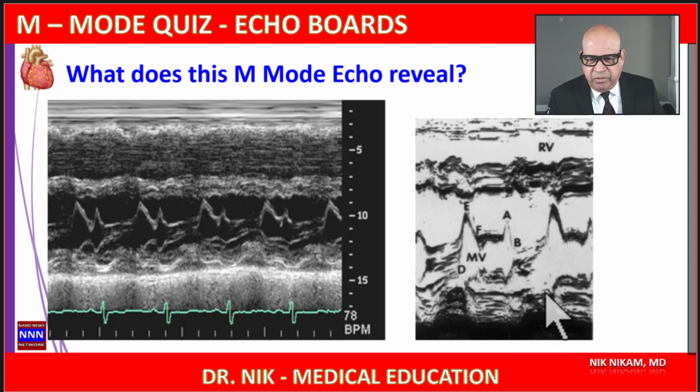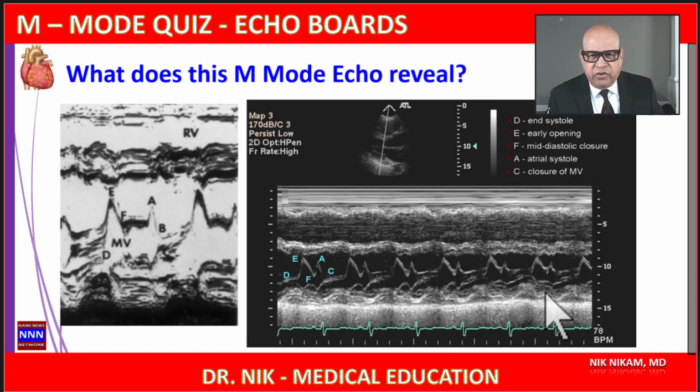Let us proceed further. And this is just another example showing you a live tracing with the D, E, F, A, C. What happened to B? B represents the downslope of the atrial contraction. Actually, the point A represents the maximum deflection, whereas the point C represents the point of coaptation of both the anterior and the posterior mitral leaflets, and B represents the slope of this deceleration.